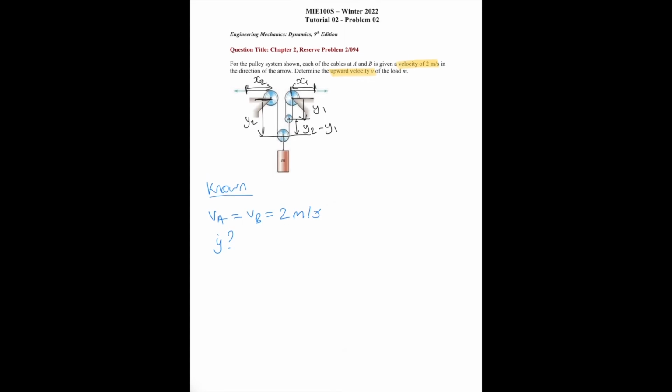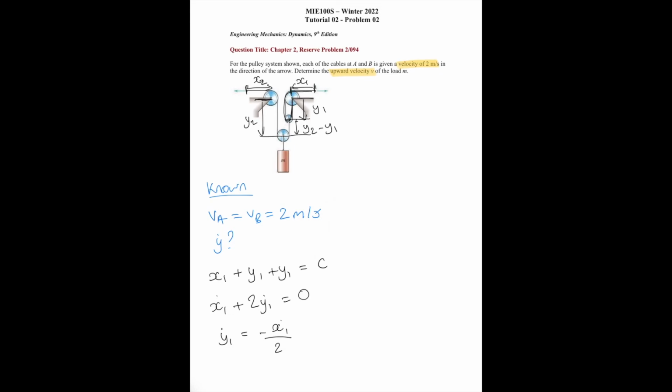Now, we want to know the lengths of the cable. So, how long is this cable over here from point A? That's going to be x1 plus y1 plus y1 again equals a constant. When we differentiate that, we get x dot 1 plus 2 y dot 1 equals 0. Now, we rearrange this a little, we get y dot 1 is equal to minus x dot 1 over 2.